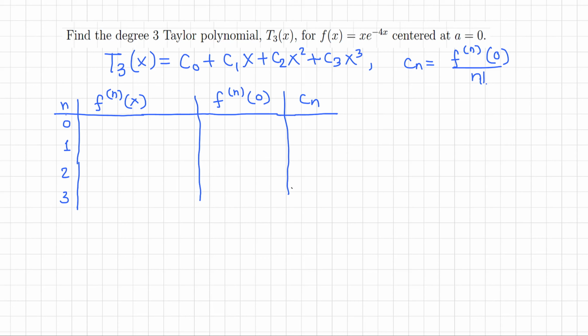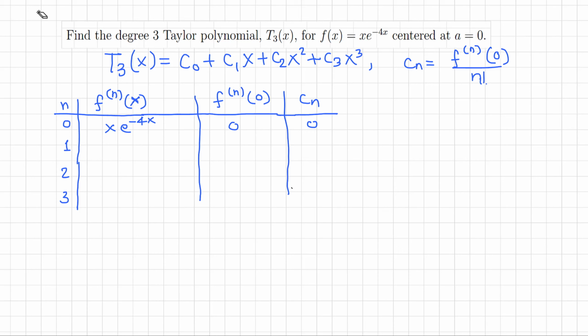Okay, so n equals 0 means the 0th derivative of the function. So the 0th derivative means the function itself. So x e to the negative 4x. Okay, now let's evaluate this function at 0. So simply plug in x equals 0. So 0 times 1 will be 0. And cn would be c0, right, in the first one. So c0 would be this number divided by 0 factorial. So 0 factorial is just 1, so we have 0.